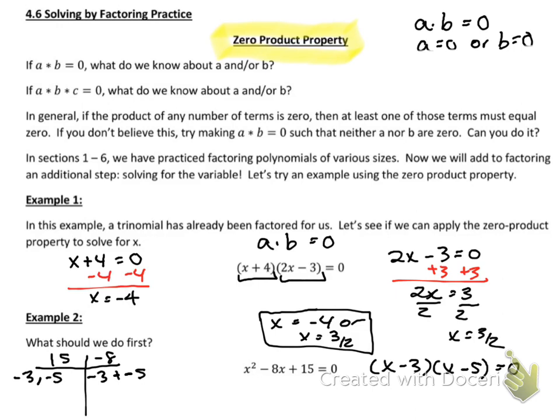And I can furthermore continue by solving this and setting both factors equal to 0. So that means that either x equals 3 or x equals 5. Those are my two solutions. All right, let's do a few more examples.